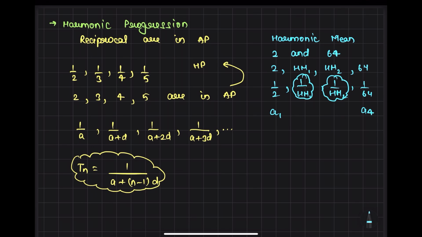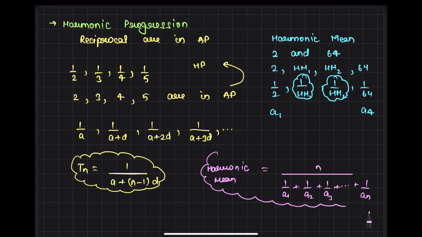Now you have already handled arithmetic mean, where you took the sum of n terms divided by the number of terms, and geometric mean as the product of n terms to the power 1 by n. Like here, we have harmonic mean as n divided by 1 by a1, plus 1 by a2, plus 1 by a3, and so on up to 1 by an, where a1, a2, a3 are the elements of the harmonic progression.